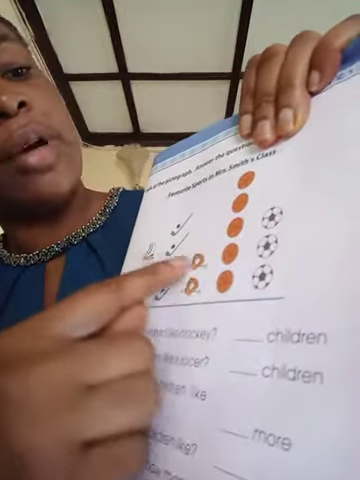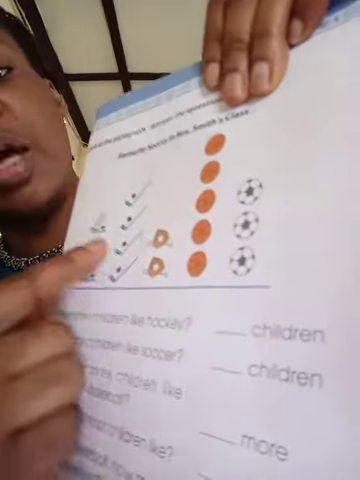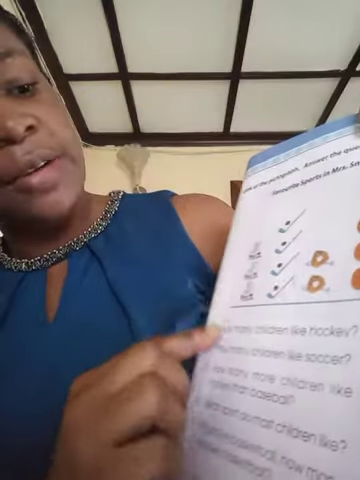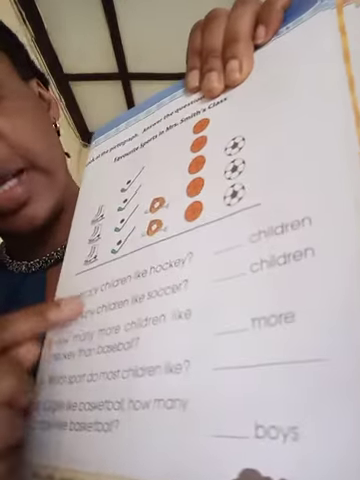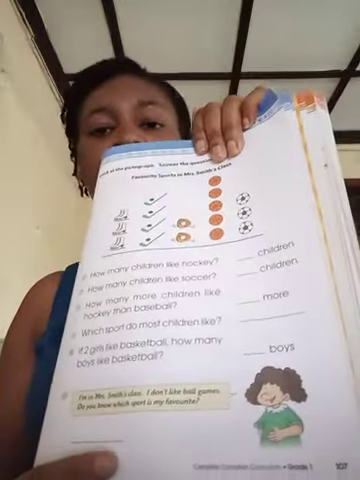And when you're done, also turn to the next page, page 107. You will also see a pictograph displaying sports. The favorite sports in Mrs. Smith's class. So you have to use this pictograph and answer the questions below.